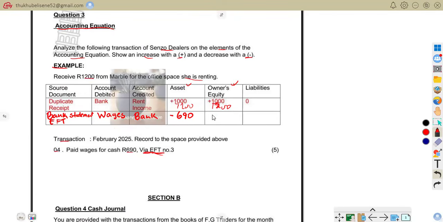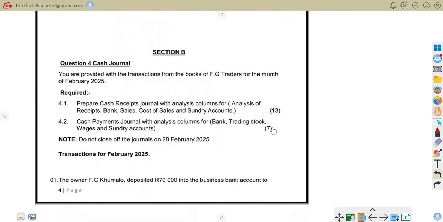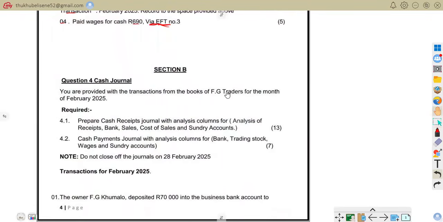Also, it's going to affect our owner's equity. Our owner's equity is going to be affected by 690, because if we are going to pay this expense, we're going to part ways with our profit. Our profits here in owner's equity are going to be decreased by 690, because you're going to pay for the expenses, which is wages. So this is how we are expected to answer this question. So now let us move on to question 4, section B.